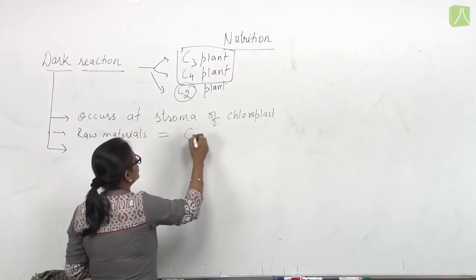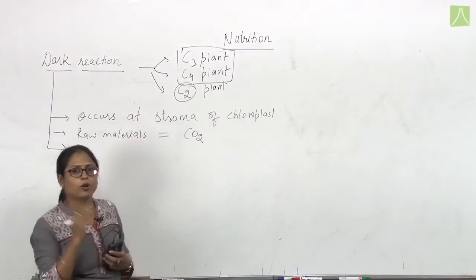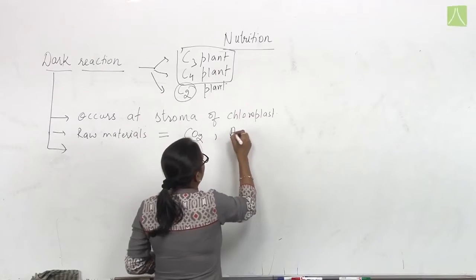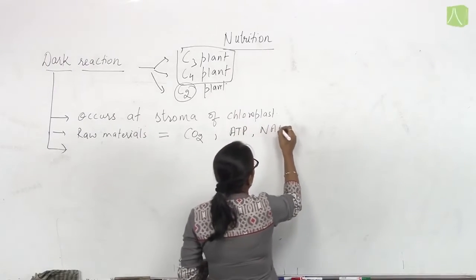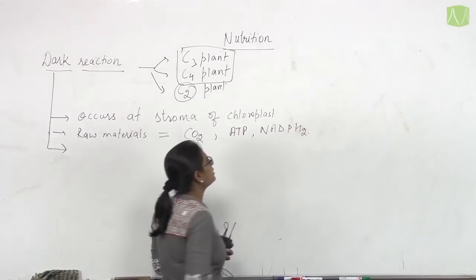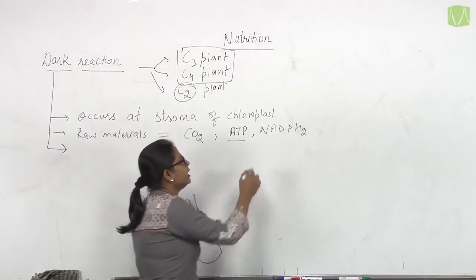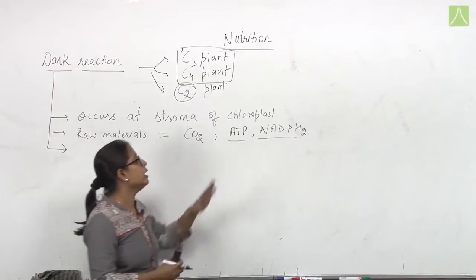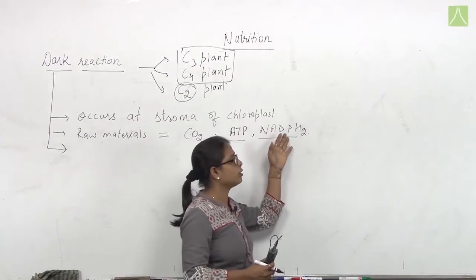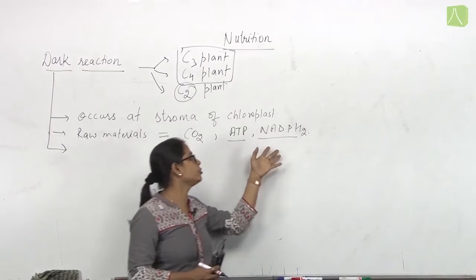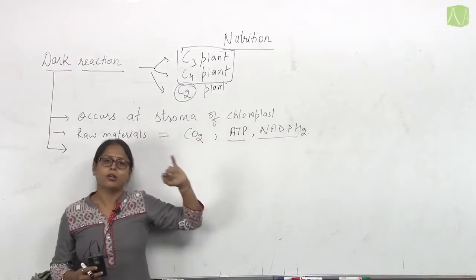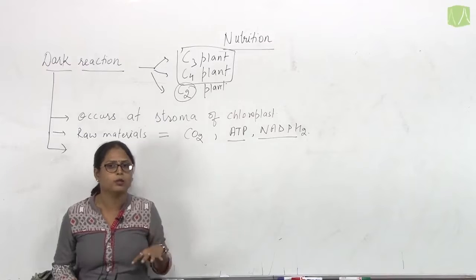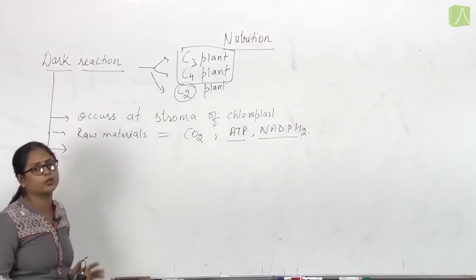The raw material required for the dark reaction is CO2, which we obtain from the atmosphere through stomatal openings, along with ATP and NADPH2. ATP is the source of energy, and NADPH2 is a reducing agent; the full form of NADPH2 is nicotinamide adenine dinucleotide phosphate hydrogen. This reducing agent and ATP were already formed during the light reaction in the presence of light, and this power will now be utilized in the dark reaction process.